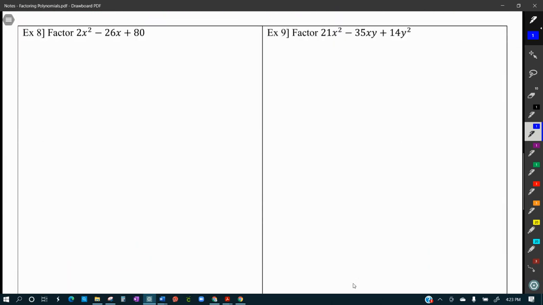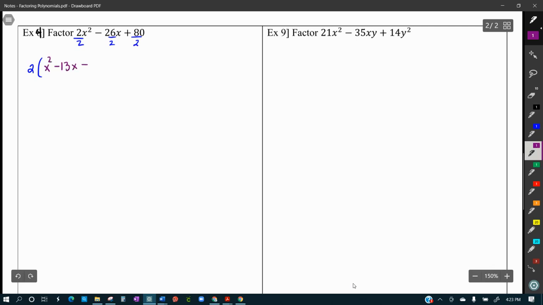Let's look at number 4. Factor 2x squared minus 26x plus 80. First things first, look for a GCF. Well, 2, 26, and 80, I can divide all of these by 2. So now we have the 2 on the outside, and what's left over will be x squared minus 13x plus 40.